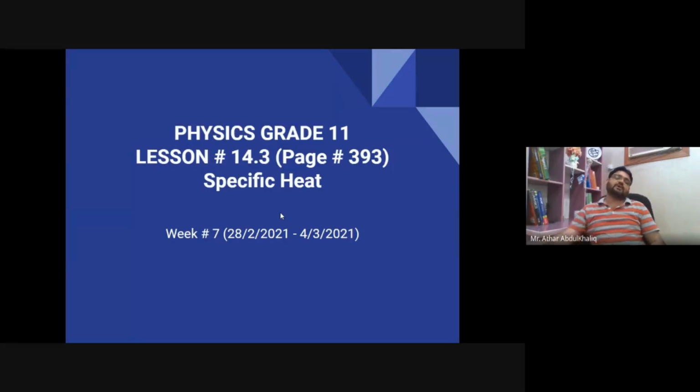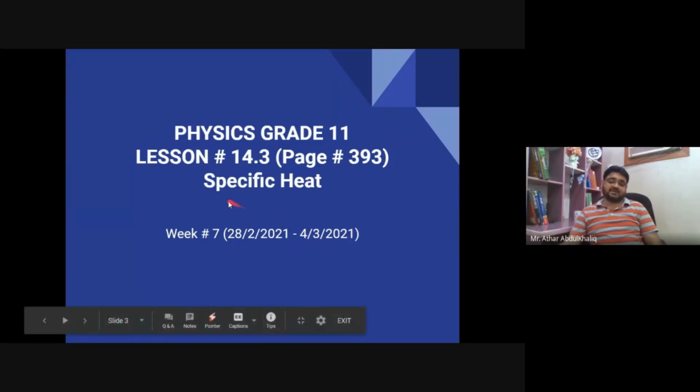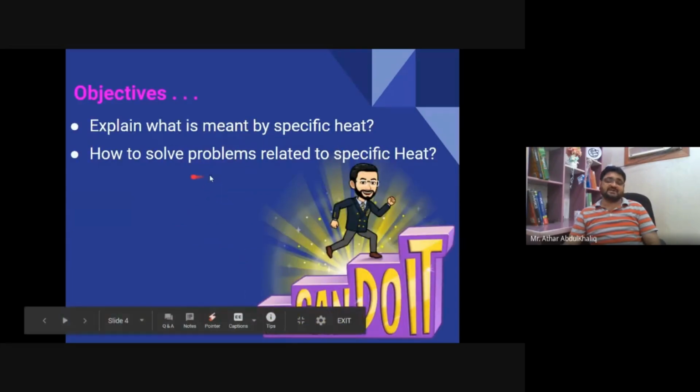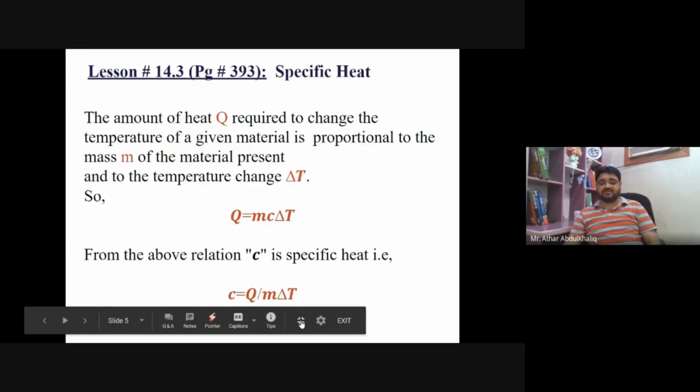Today we are going to talk about specific heat. What is this specific heat? We will talk about this, and secondly, we will solve some problems related to it. So let me start with the specific heat first of all.